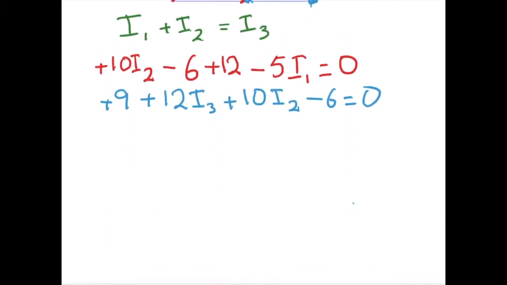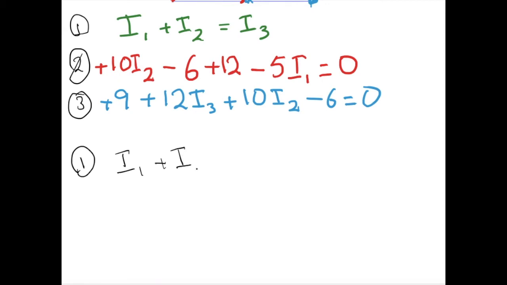So let's solve these equations. The way we need to put it in our calculator is I1, I2, I3 and the coefficient. Let's just number them. That would be our third equation. Our first equation I can write as I1 plus I2 minus I3 equals 0.